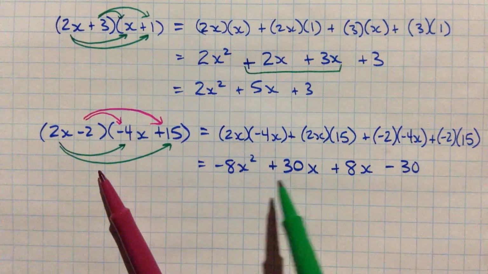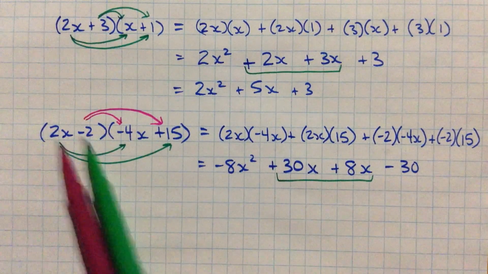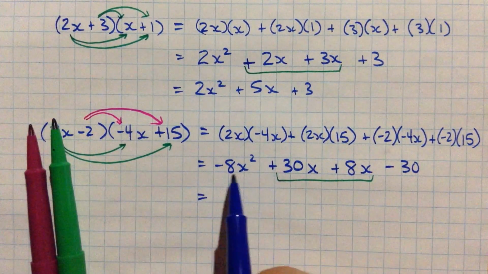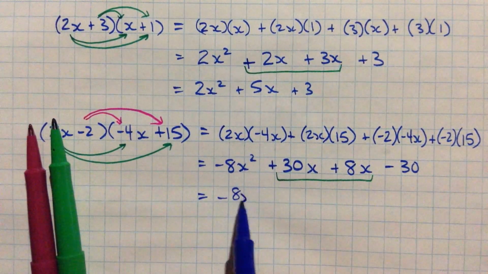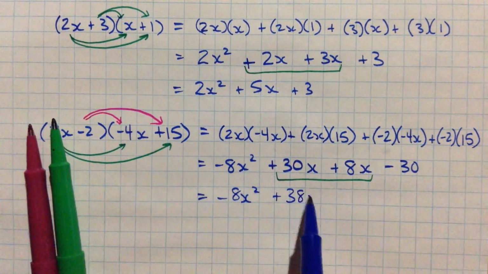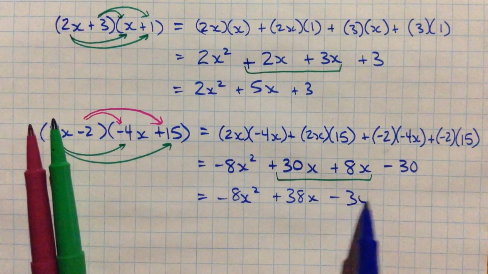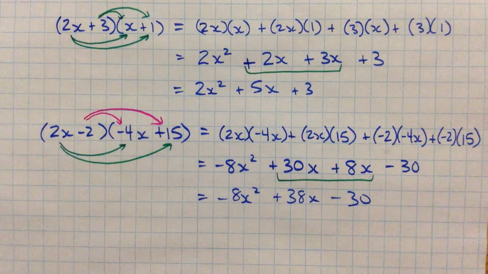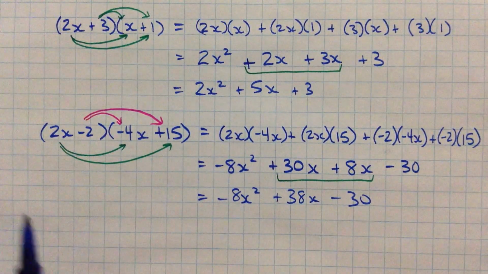And last, let's collect. We have like terms, we always do. Here we have negative 8x squared. This is plus 38x and minus 30. Okay, let's continue. We'll do a couple more.